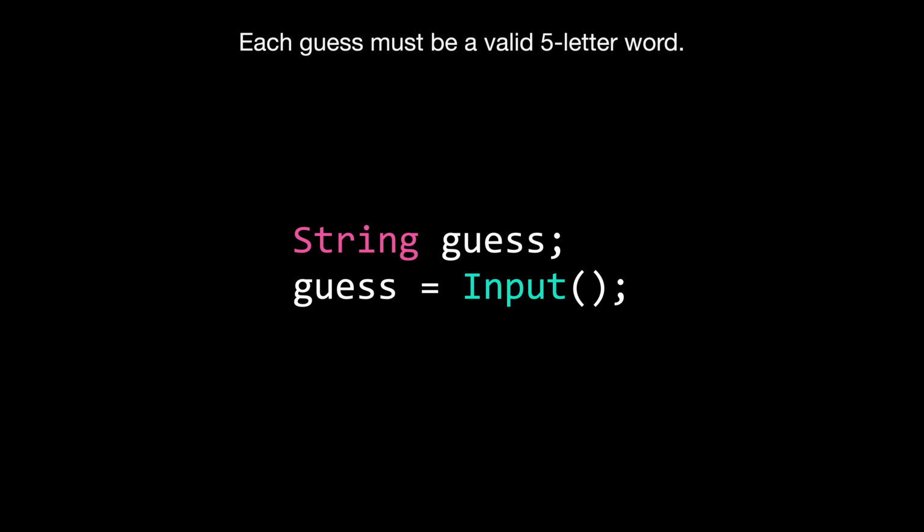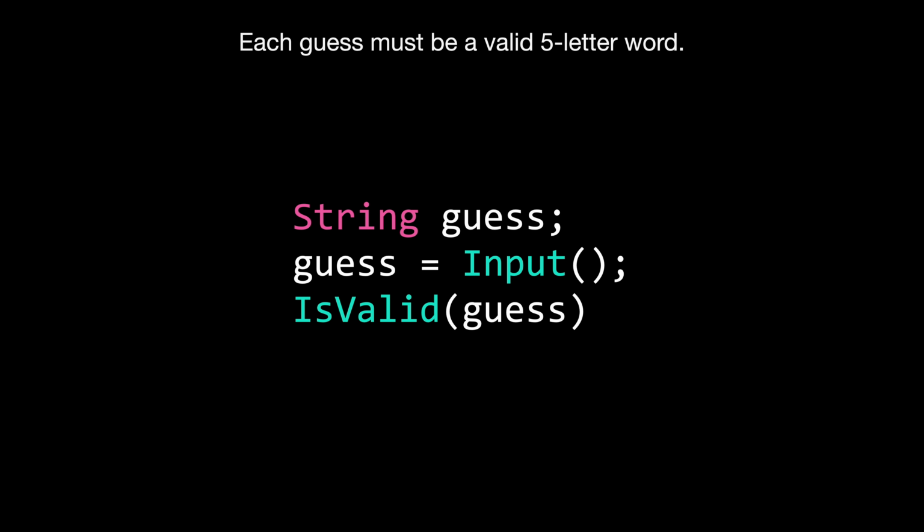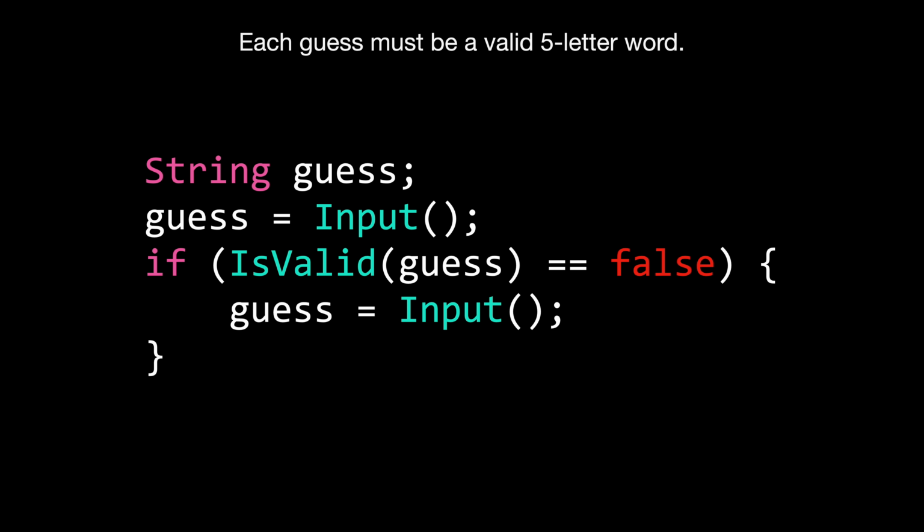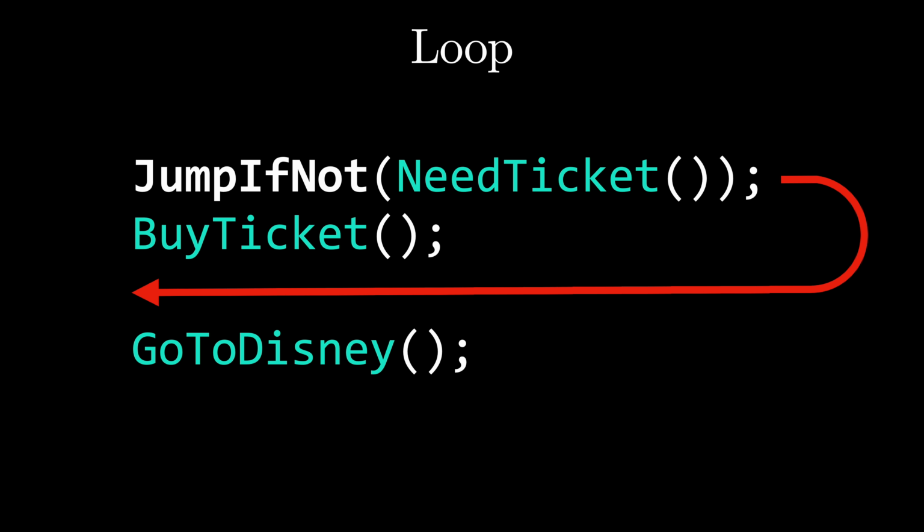Let's start with the first rule. First, we can capture the player's guess in a variable. We can validate it with a boolean function. If invalid, we give the user another chance to input. But what if they enter something invalid again? We need a way to keep asking until they give a valid word, so it's time to learn a new programming concept, the loop. In the last chapter, we discovered the secret of conditional logic is the jump function.